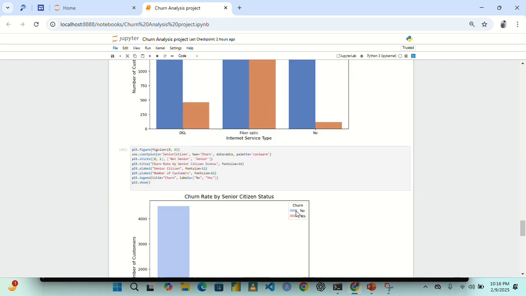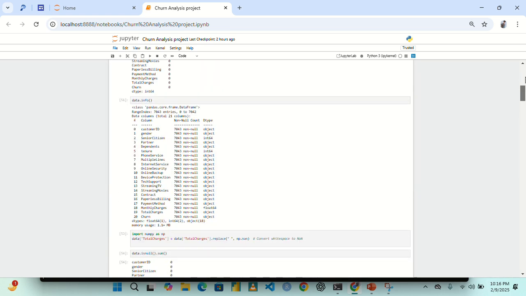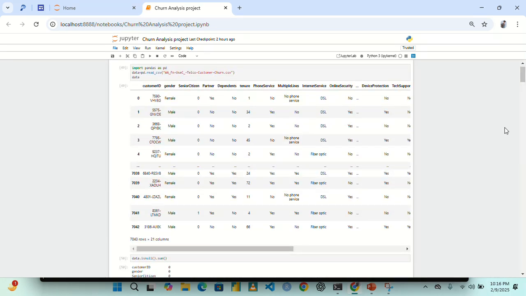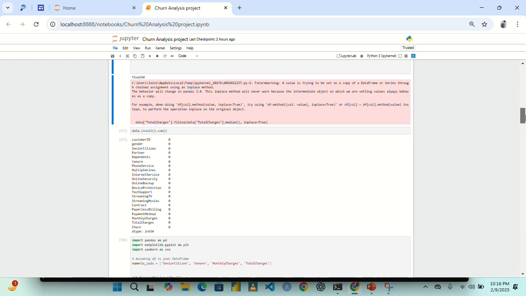I hope this project is very clear. That's why EDA plays a very important role in data analytics. I hope all of these things are very clear.